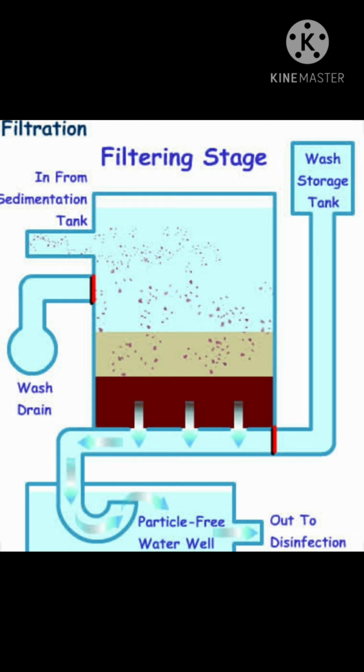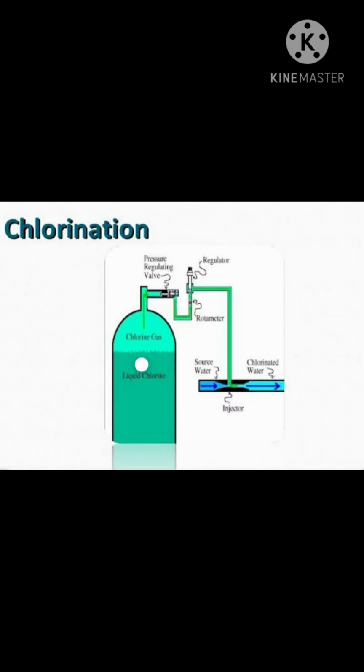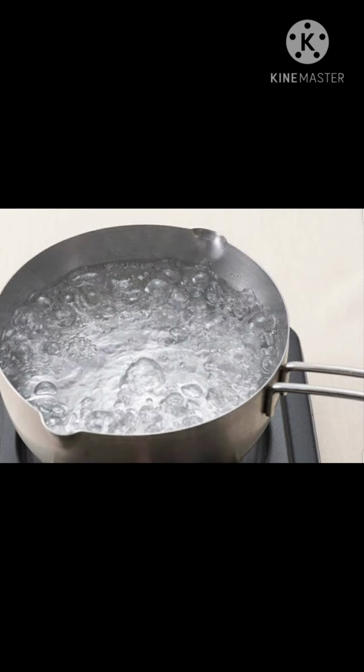In water treatment plants, water from the sedimentation tank is filtered by passing through the filter bed. A filter bed consists of different layers of sand, gravel and charcoal. Children, our fourth method is chlorination. The process of adding chlorine to water is called chlorination. In water supply units of the municipal corporation, the filtered water is sterilized by adding chlorine to kill the harmful organisms.